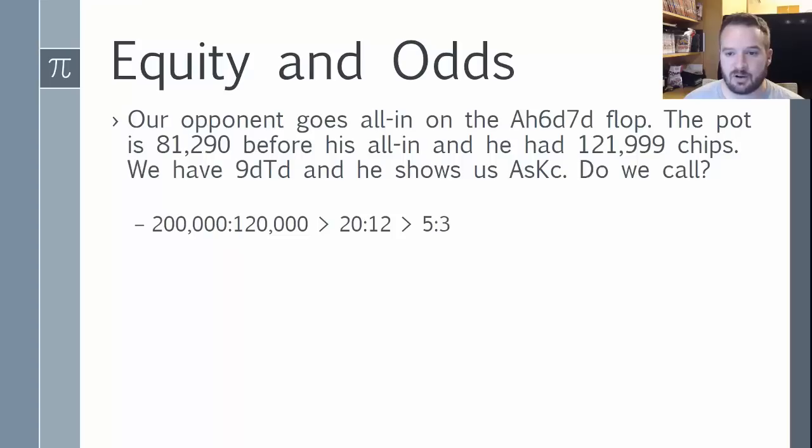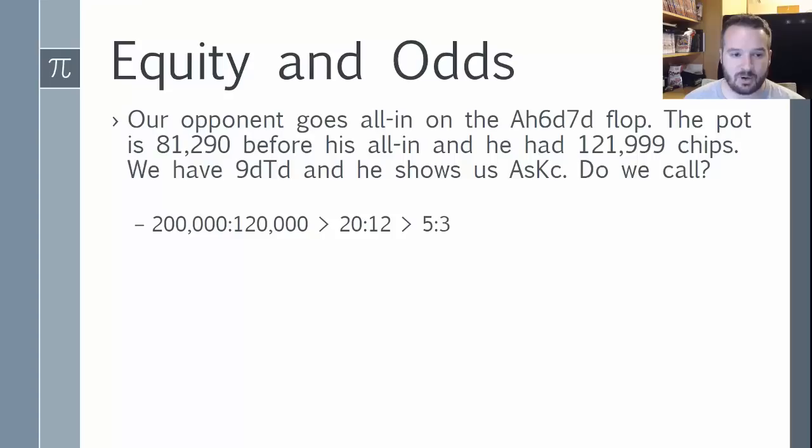So first thing, I rounded all my numbers, and I got 200,000 to 120,000. So the 200,000 comes from adding. I rounded it to 80,000 in the pot before his all in, and 120,000 was his bet size. And 80,000 plus 120,000 is 200,000. And then our risk is the amount we have to call, which I rounded down to 120,000. We removed all the zeros, so then we got 20 to 12. Divided each of those by 4 to get to the smallest number possible, and we got 5 to 3. So our risk to reward is a 5 to 3.